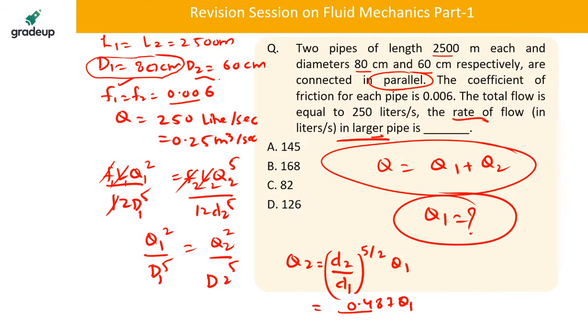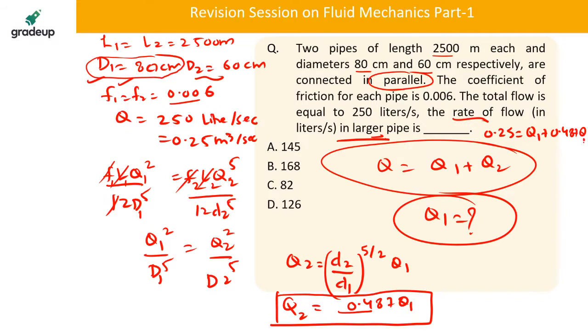If you put the value of D2 and D1 in this equation, you will get Q2 equal to 0.487 of Q1. So the total discharge 0.25 is equal to Q1 plus 0.487 of Q1. From here you will get the value of Q1. Q1 will be equal to how much? Tell me. Yes, 0.168. Q1 will be equal to 0.168 meter cube per second, or 168 liter per second. So the answer will be option B.